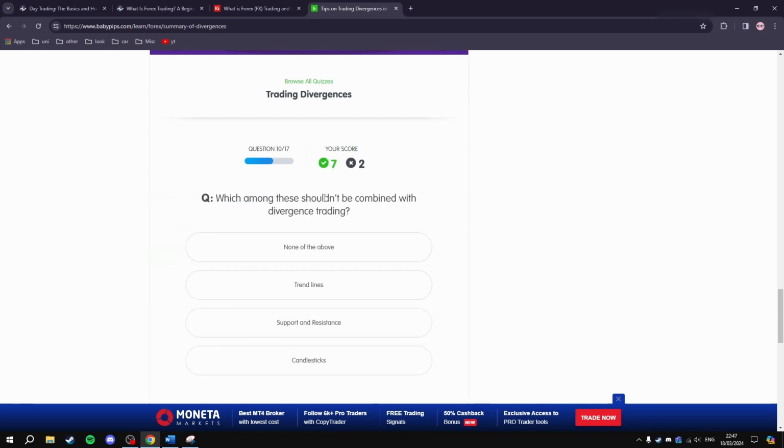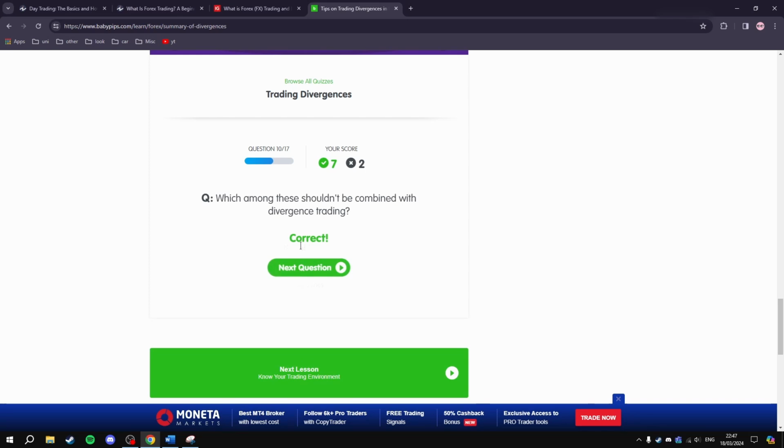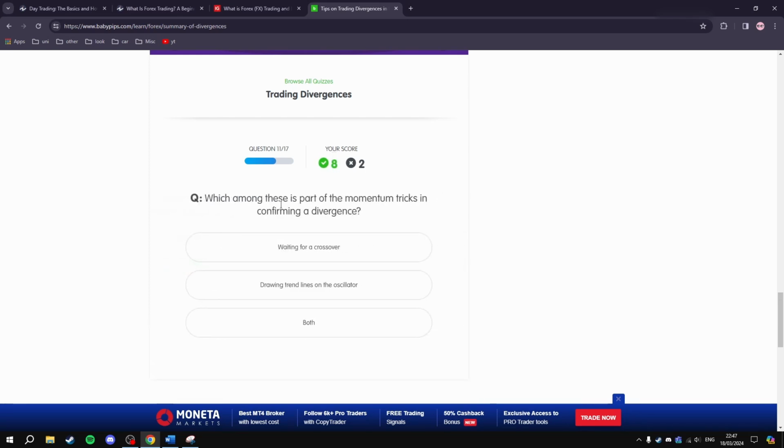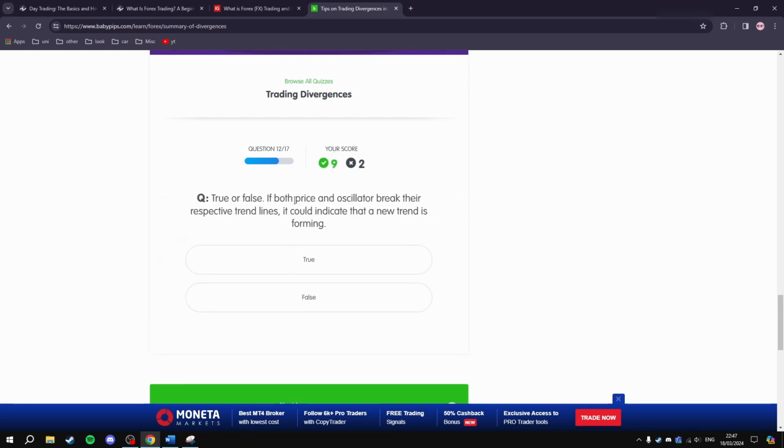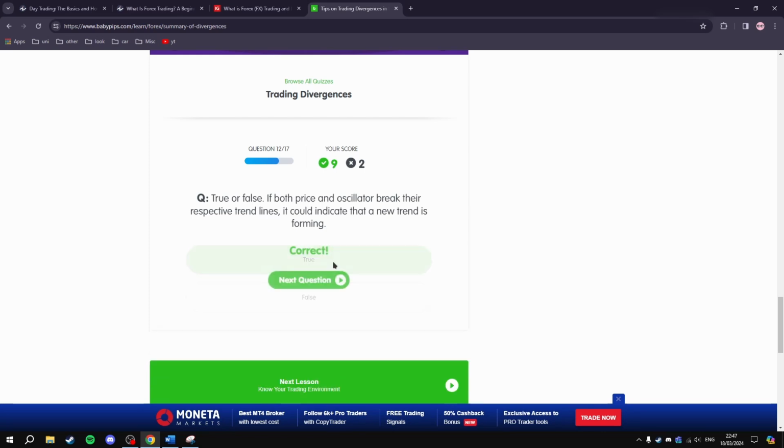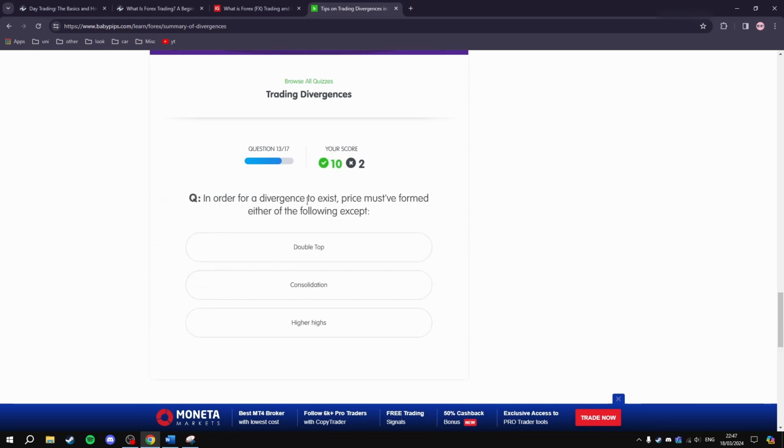Which among these shouldn't be combined with divergence trading? None of the above, because they all should be used. Which among these is a part of momentum tricks and confirming divergence? Drawing trend lines on the oscillator. Both. True or false? If both price and oscillator break their respective trend lines, it could indicate a new trend is forming. True.